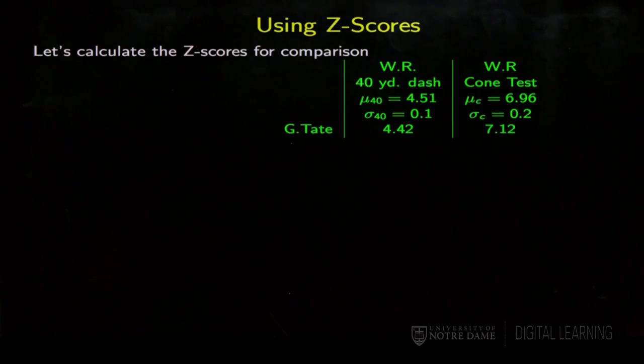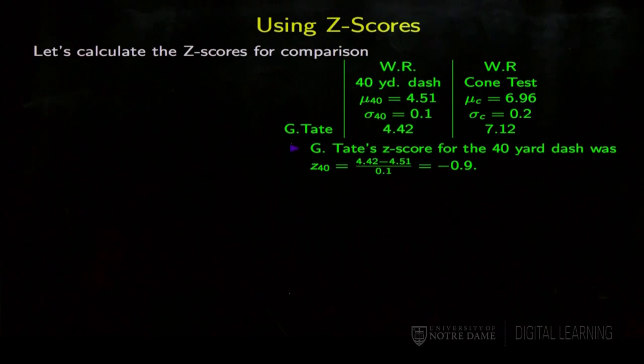So we calculate our observed values for Golden Tate's performance minus the mean over the standard deviation for both tests. So we get for the 40-yard dash, Golden Tate's z-score is 4.42, his observed time, minus the average for wide receivers, which is 4.51, divided by the standard deviation for the 40-yard dash, which is 0.1. So we see he was 0.9 standard deviations below the mean for that particular test.